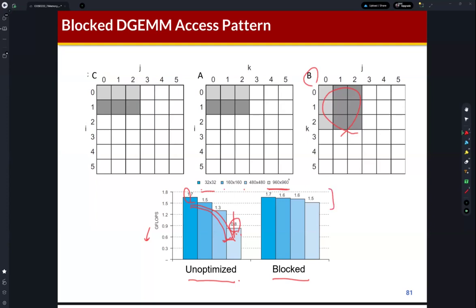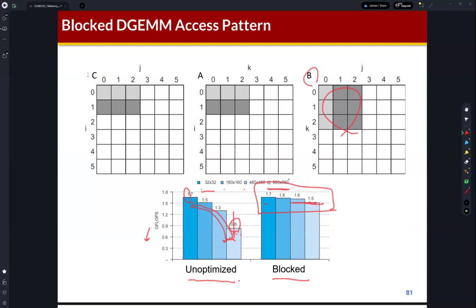But if we use the partitioned matrix multiplication, called the blocked matrix multiplication, then you can find that the performance is only marginally decreased. Okay, so what does it mean?